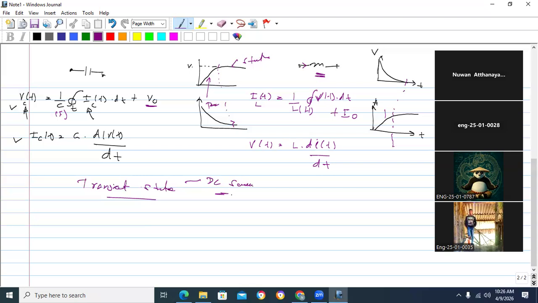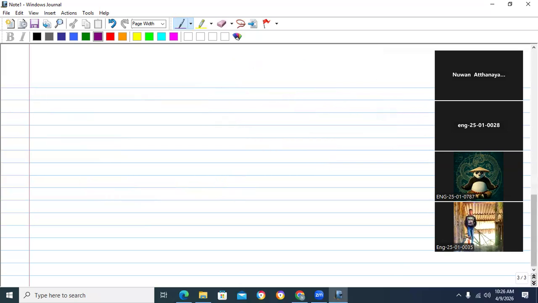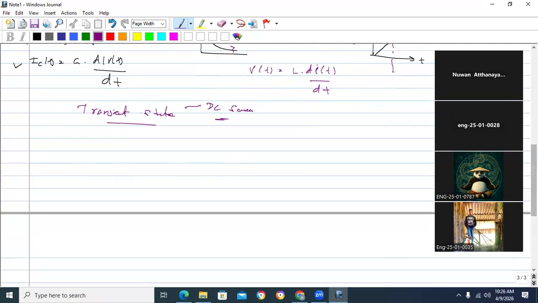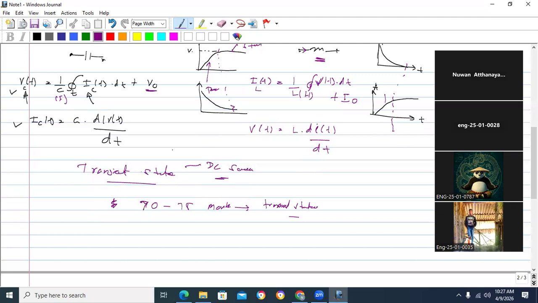So actually in your paper, around 70 marks, 70 to 75 marks will be based on the transient state. That means you need to know this equation very well.